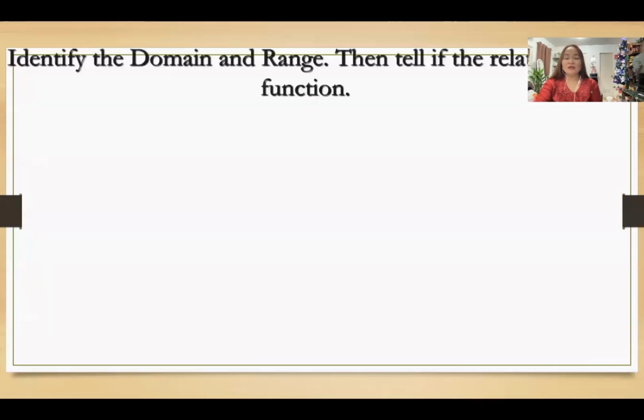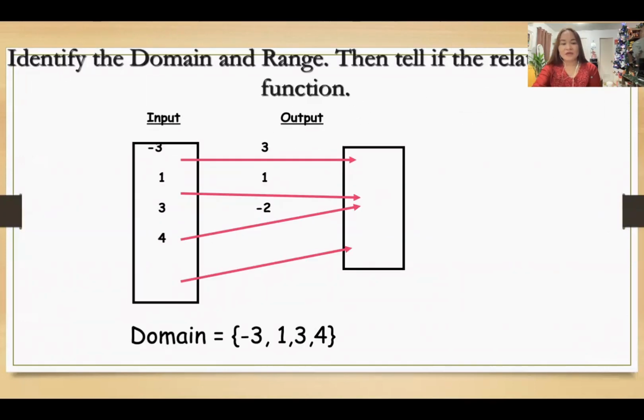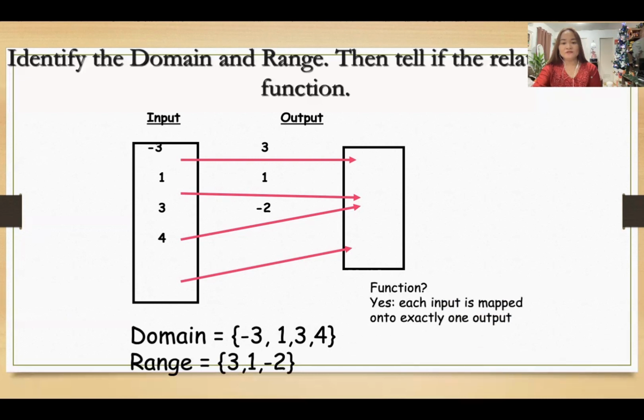Find the domain and range, then tell if the relation is a function. The domain here is 3, 1, 3, and 4. And the range here is 3, 1, and -2. So is this a function? Yes, this is a function.